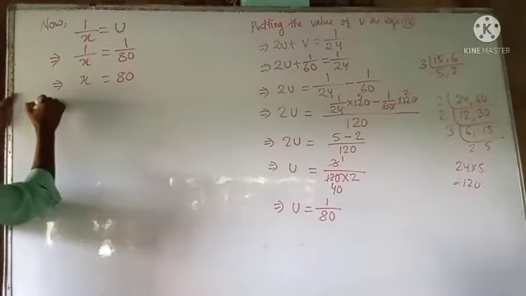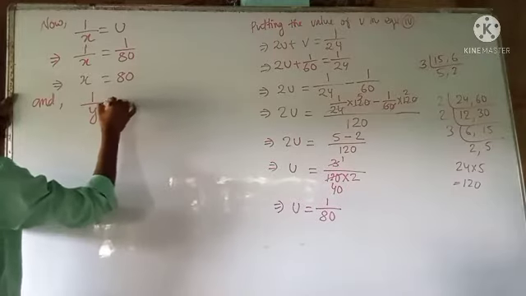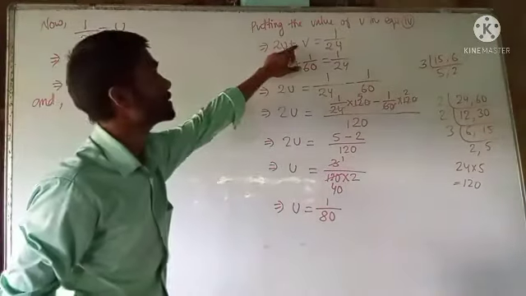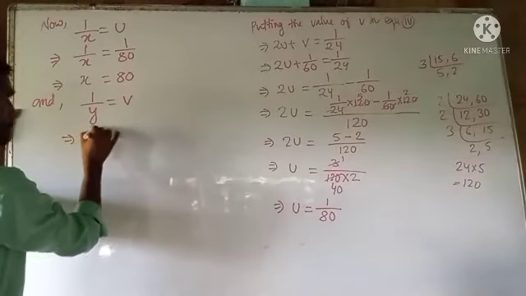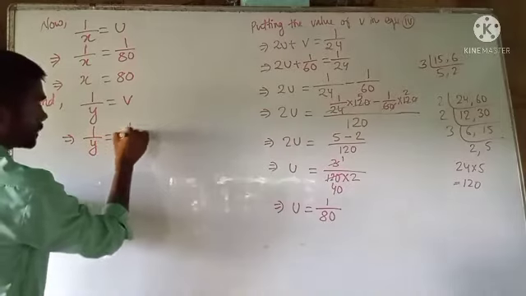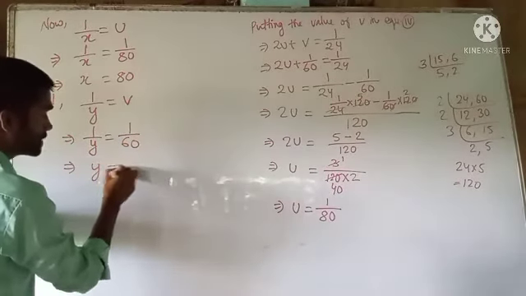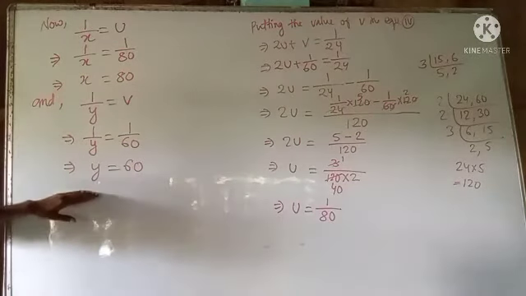Now we'll find the value of y also. Then 1 by y is equal to v. For value of v we got here, that is v is equal to 1 by 60. So 1 by y is equal to 1 by 60. Again we'll cross multiply, then we'll get here y is equal to 60. We got the value of x and y also.